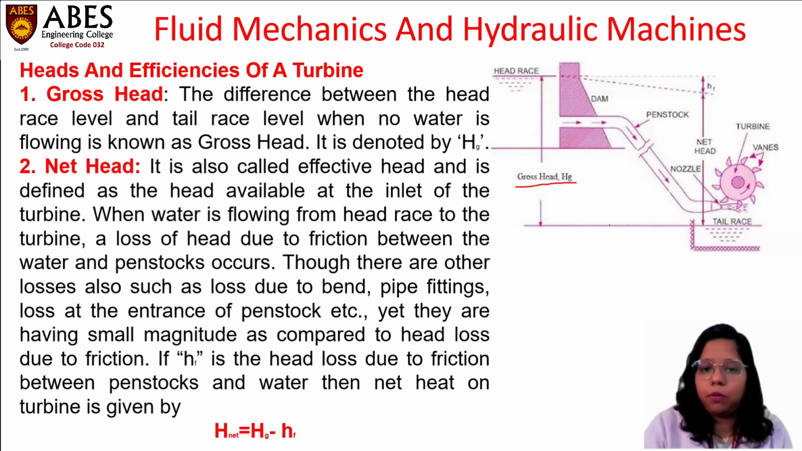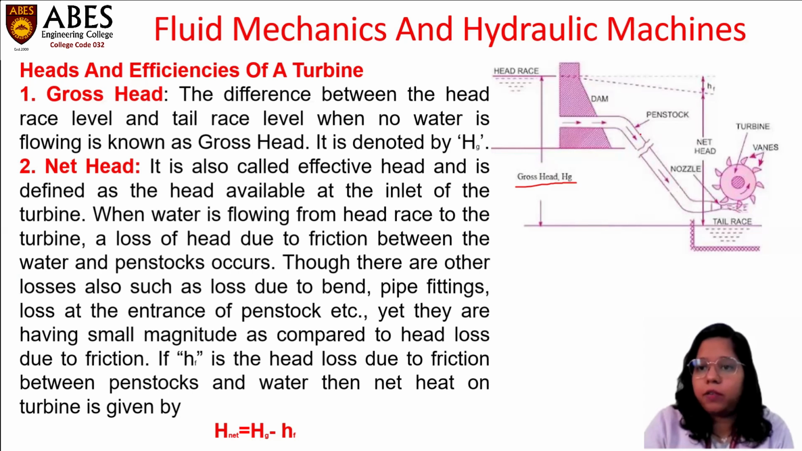When water is flowing from the head race to the turbine, there must be a loss due to friction between the water and penstocks. There must be a loss of head due to the friction between water and penstock. Though there must be some other losses also, like loss due to bends, pipe fittings, and loss at the entrance of the penstock, they are very small in magnitude as compared to the head loss due to friction. So we are considering the head loss due to friction only. Other losses are very small, so those are not considered.